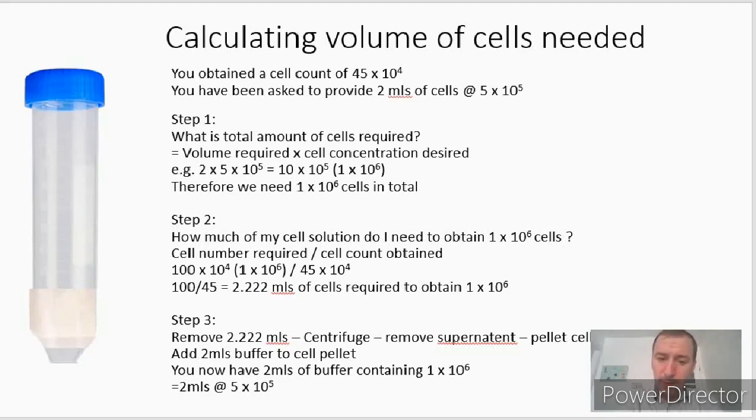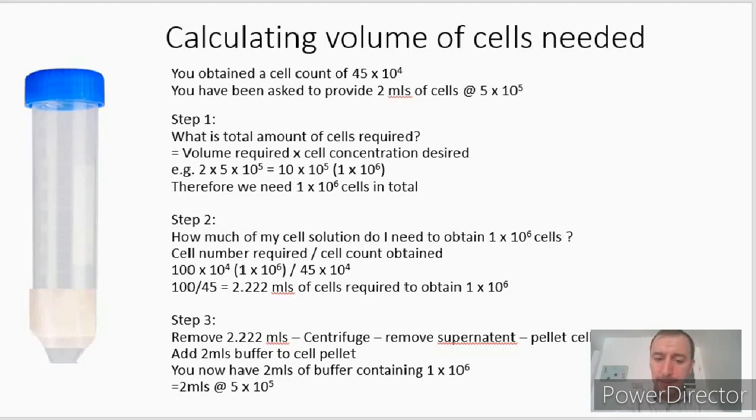So the cell number required is 1 by 10 to the 6, and the cell count obtained was 45 by 10 to the 4, or 4.5 by 10 to the 5, whatever way you want to express it. But the easiest way to do this calculation is to make sure that the cell number required and the cell count obtained are in the same units. So I've transformed both of these to 10 to the 4. So it's 100 by 10 to the 4 divided by 45 by 10 to the 4. So it's 100 divided by 45, which means the answer is we need 2.222 mLs of cells that we obtained from Emer to obtain 1 by 10 to the 6 cells in total.